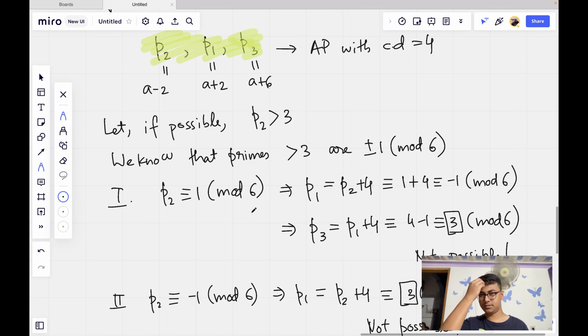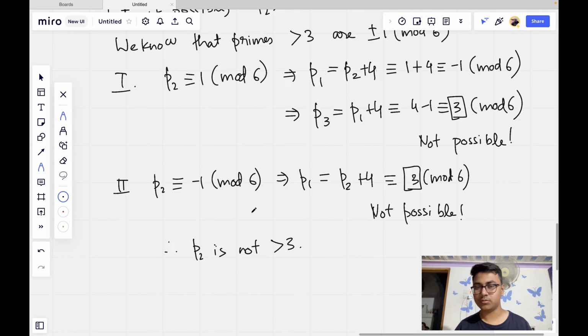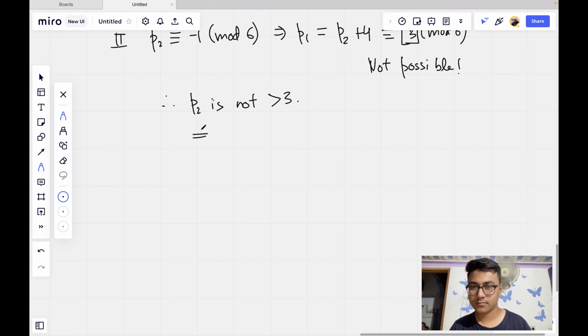So what are the possible values for P2? P2 is a prime which is less than or equal to 3. So P2 can be either 2 or 3. Now, very clearly, if P2 is 2, what is P1? It's P2 plus 4, an even number plus an even number. It's no longer a prime. So P2 can't be equal to 2. Therefore, P2 must be equal to 3.